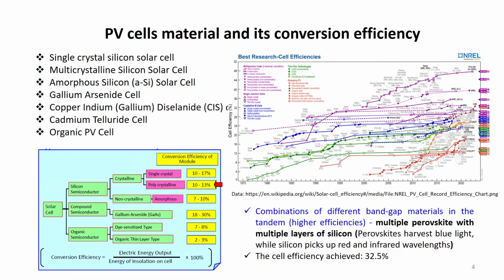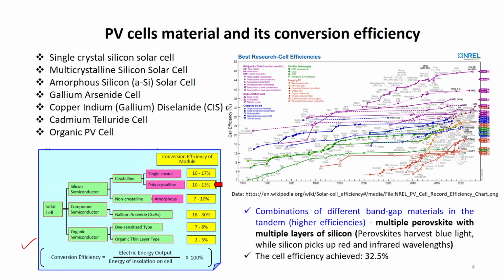Now, let us have a look at the different materials used as solar cell materials. We can have single crystal silicon solar cells, multicrystalline silicon solar cells, amorphous silicon solar cells, gallium arsenide cells, copper indium gallium diselenide cells, then cadmium telluride cells, then organic PV cells. We can also see the classification and its conversion efficiencies in this chart.